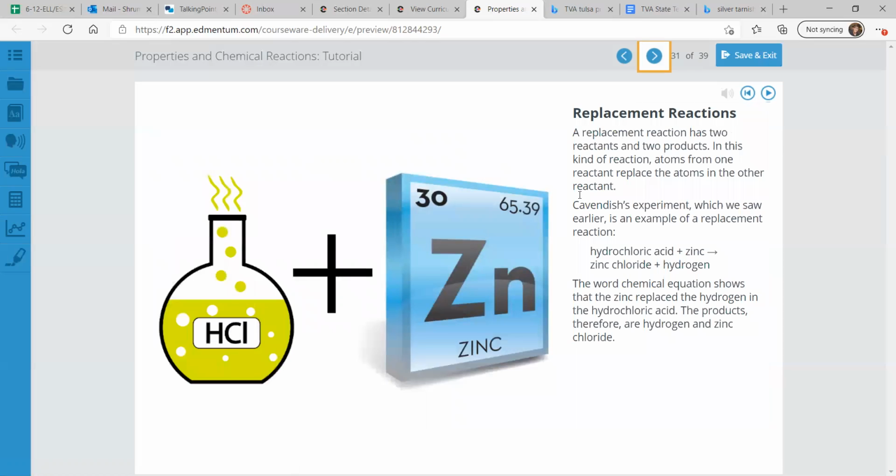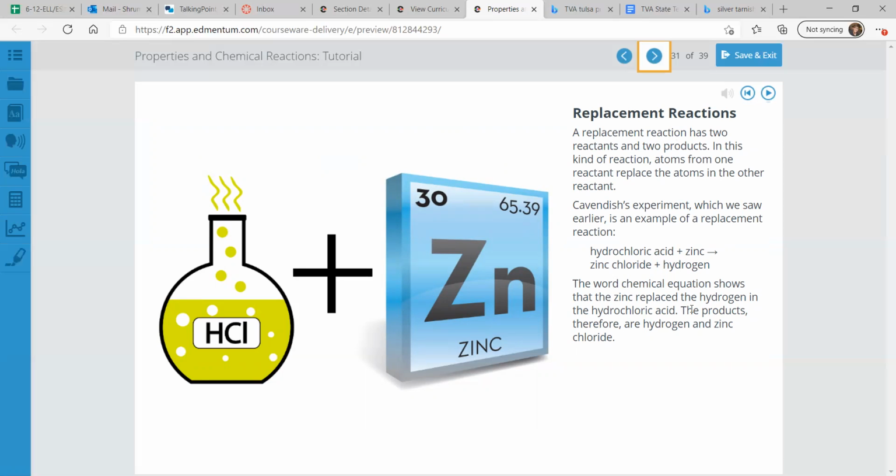Replacement reactions. A replacement reaction has two reactants and two products. In this kind of reaction, atoms from one reactant replace the atoms in the other reactant. Cavendish's experiment, which we saw earlier, is an example of a replacement reaction. Hydrochloric acid plus zinc becomes zinc chloride plus hydrogen.